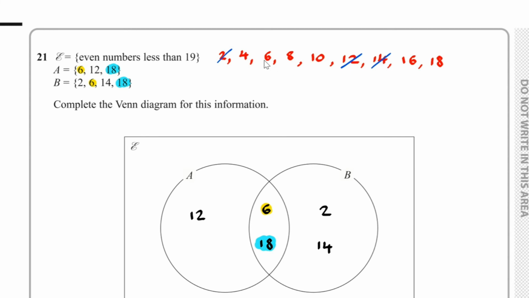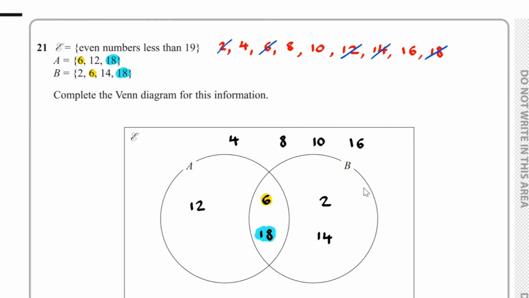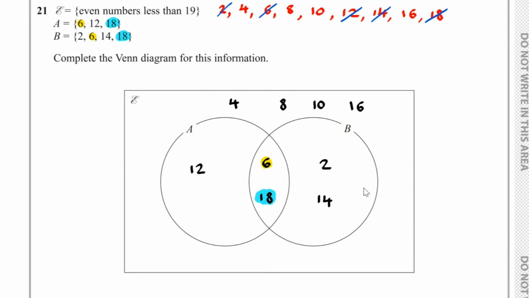We've used the 6 and we've used the 18. So the rest of the numbers, we've got 4, 8, 10, and 16. We have completed the Venn diagram.